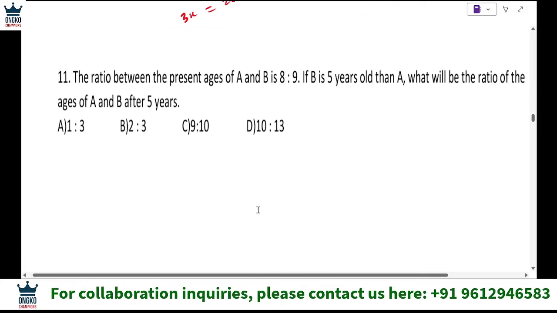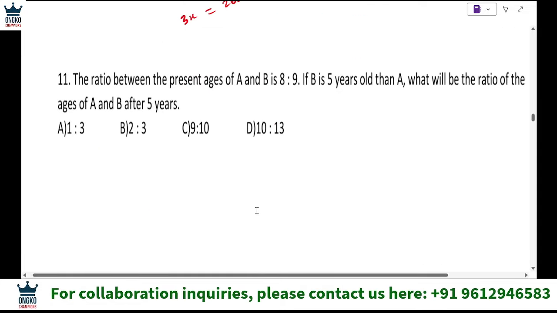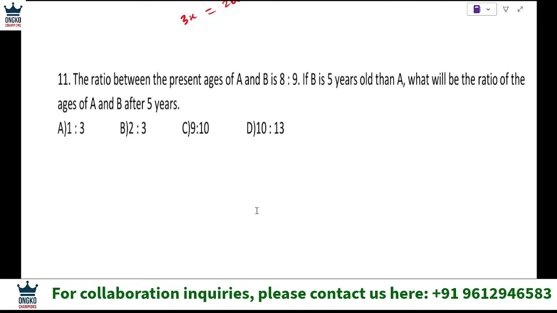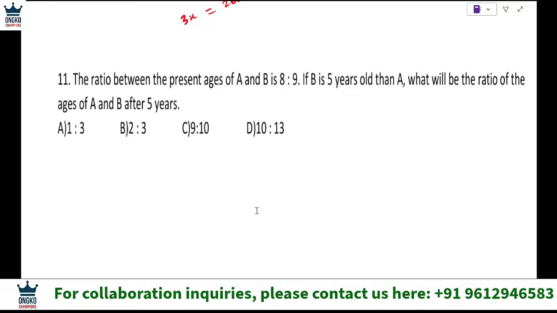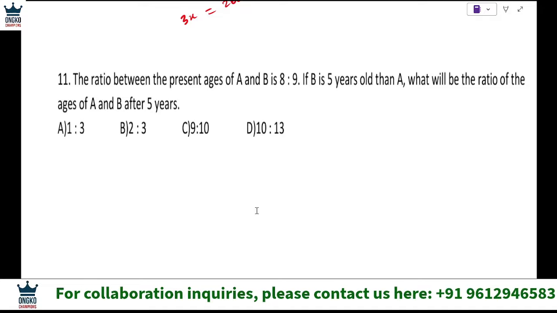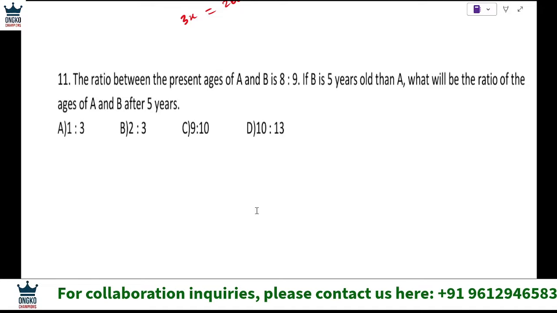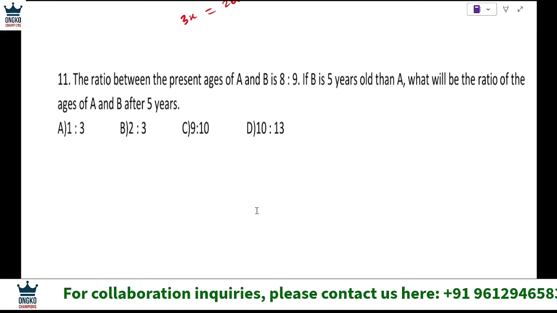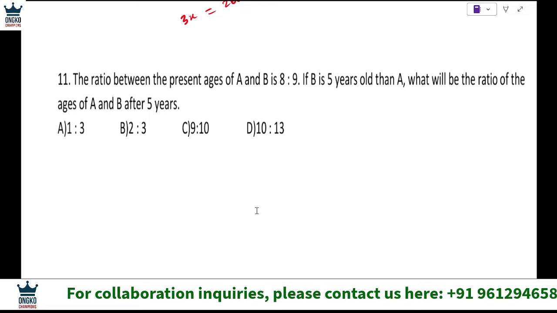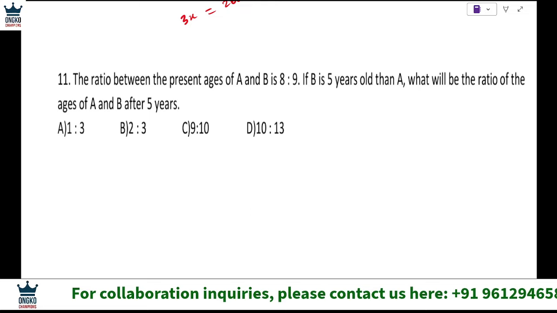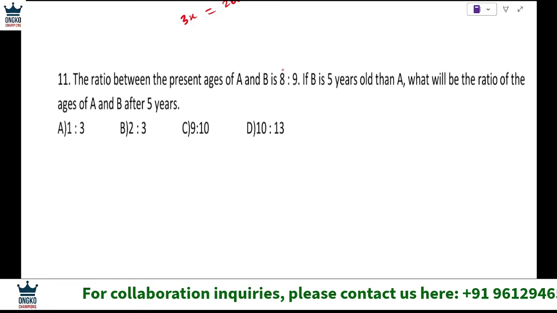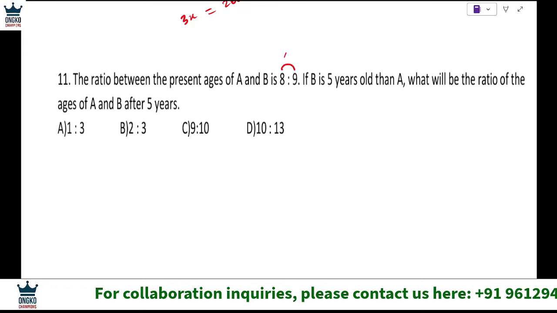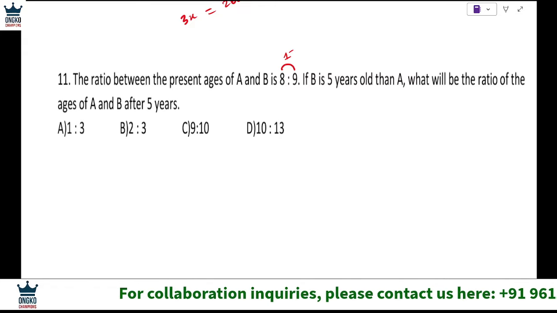Okay, let's give it a try for this one. This is from the topic ages, right? Ratio and proportion. So the ratio between the present age of A and B is 8 to 9. That's the ratio, 8 and 9. B is what? Older, right? Because B is 9 parts and A is 8 parts. B is 5 years older than A. That means that's the difference of parts. The difference of 8 and 9 is one part. One part is equal to 5 years.